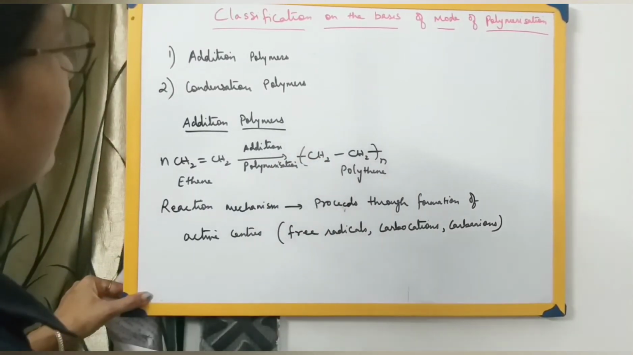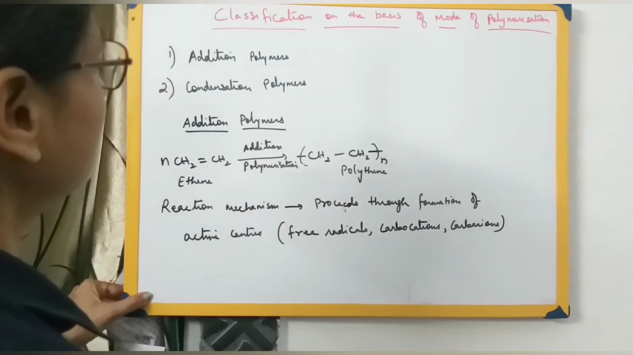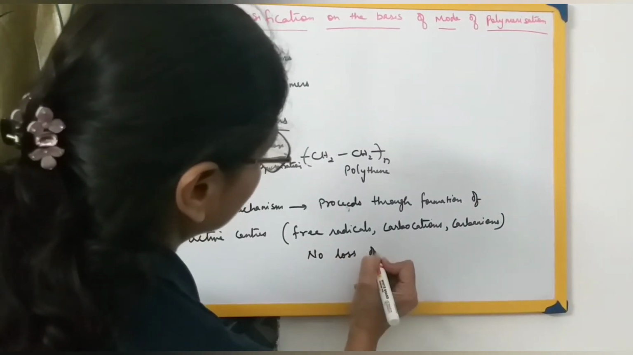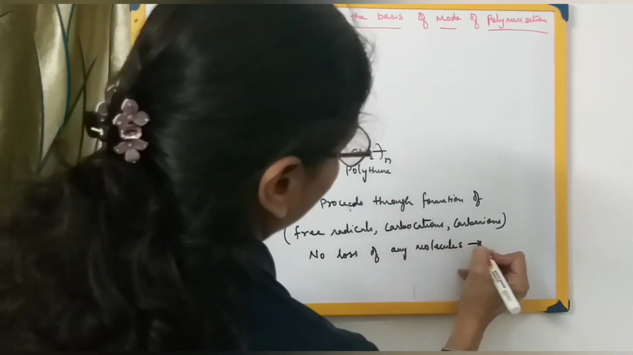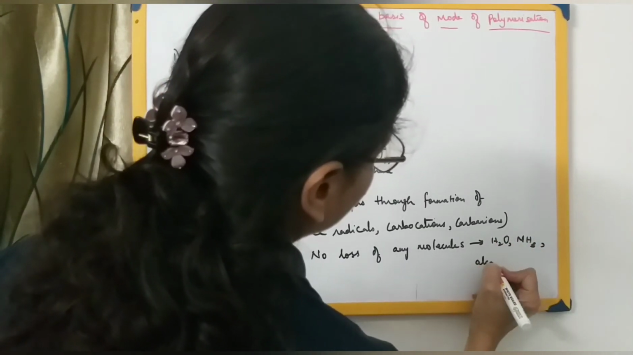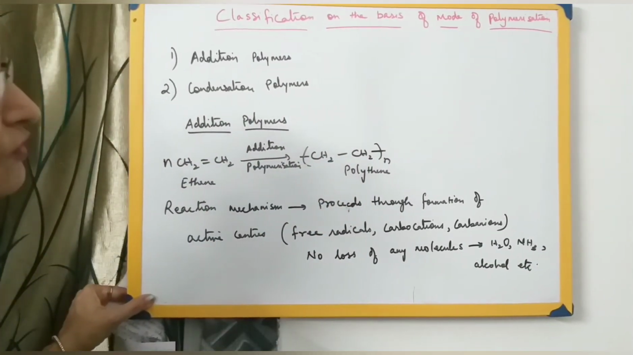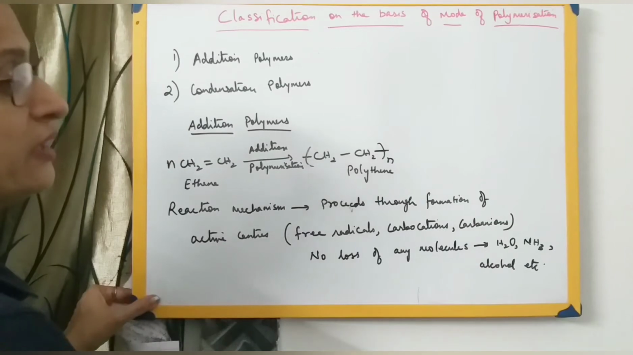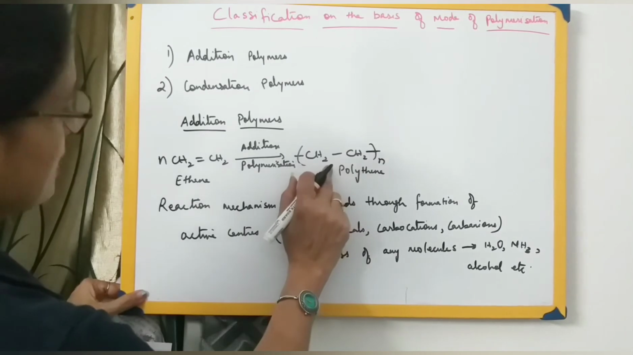In this case you can see that the repeat unit is the same as the monomer unit. Why is the repeat unit the same as the monomer unit? Because in this there is no loss of any molecules, such as a water molecule, NH3 or alcohol, or any other molecule. No loss of any molecule such as water, ammonia or alcohol is taking place here. Simply an addition reaction is taking place. Addition of what? Addition of the monomer unit. So the repeat unit is the same as the monomer.